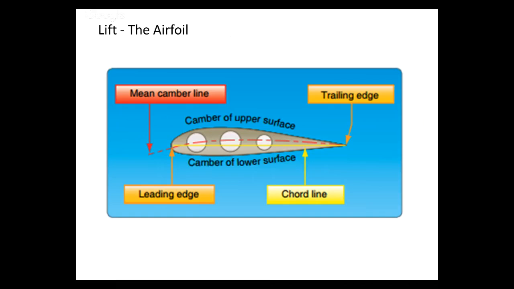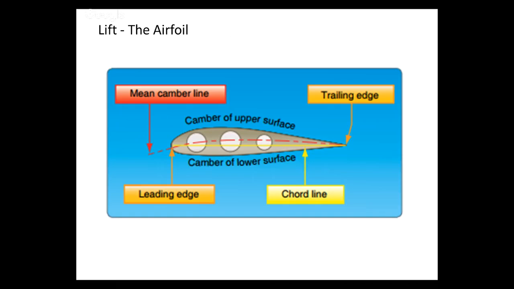However, the chord line and the camber line are utilized in other areas of flying, aircraft systems and stuff like that. So the chord line is a straight line drawn from the leading edge to the trailing edge, and it is parallel to the aircraft. So you basically draw a line straight from the leading edge back to the trailing edge.